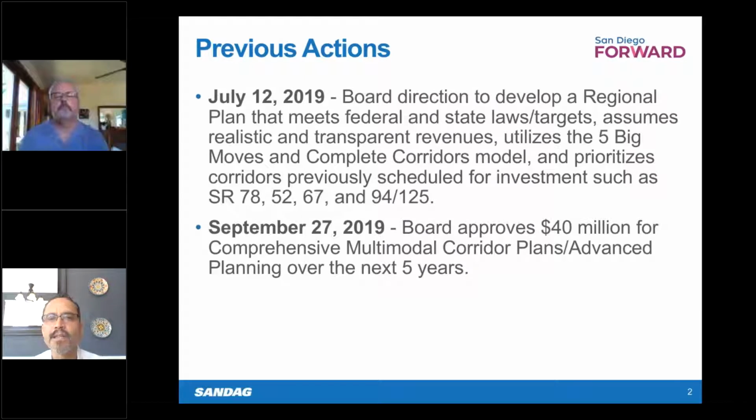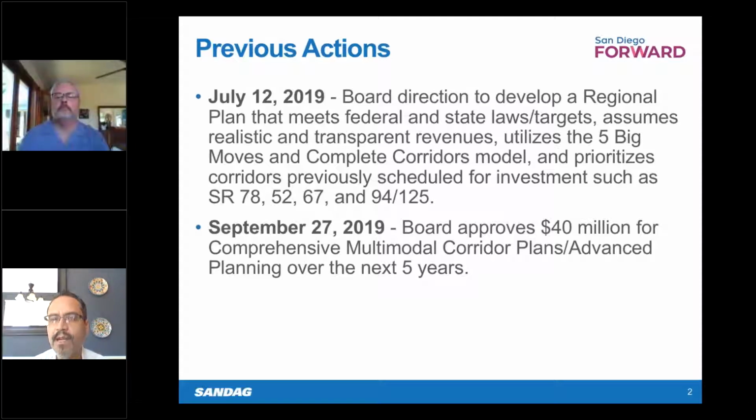Back in July of 2019, the Board of Directors approved the direction for updating the regional plan, of course meeting all federal and state laws, but also implementing the 5 big moves, which I think ITAC has discussed a little bit, a new way of looking at the regional plan and a real big overhaul of the regional plan moving forward. But also including prioritization of corridors that have been in the works for some time, State Route 78, 52, 67, the 94, 125, but also using the complete corridors model, which I'll get into in a little bit.